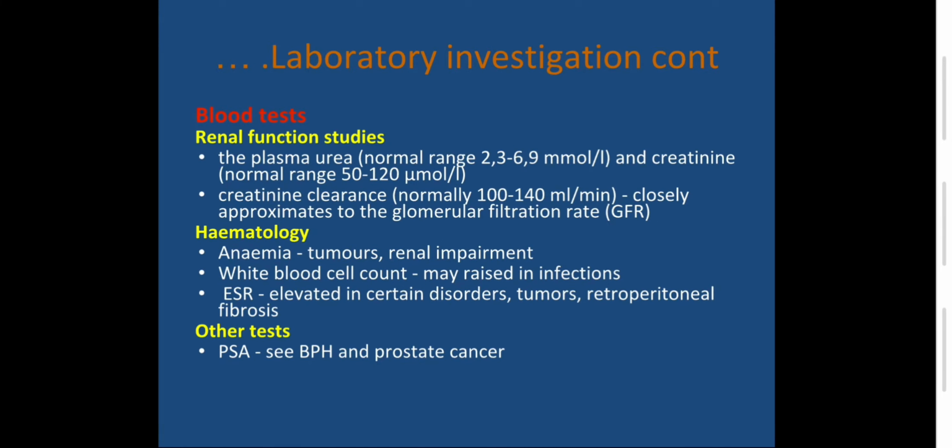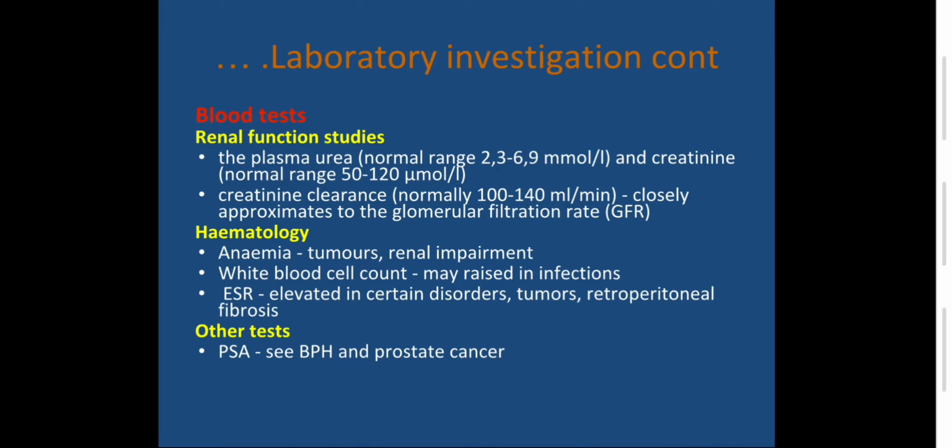Blood tests used for investigation of genitourinary disease include renal function tests such as blood urea and serum creatinine, and creatinine clearance, which is more accurate than blood urea and serum creatinine and is roughly equal to glomerular filtration rate. Hematological tests such as complete blood count detect anemia, as in renal impairment, tumor, and chronic disease.